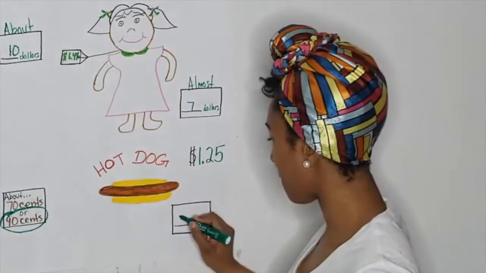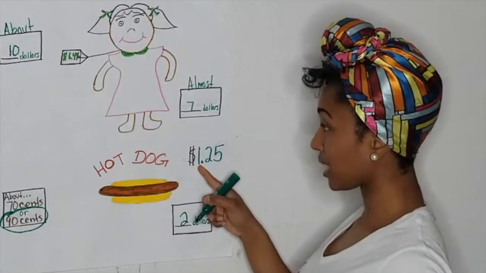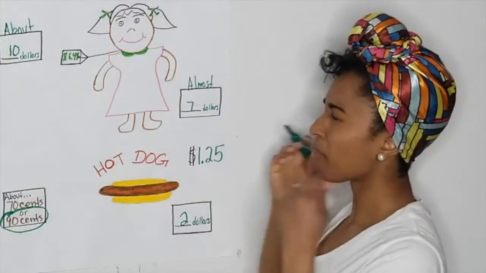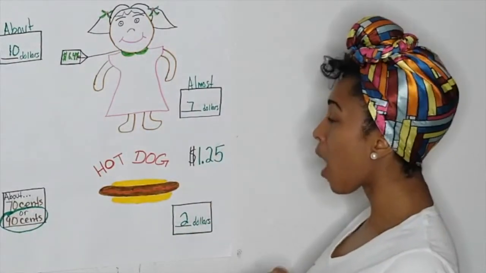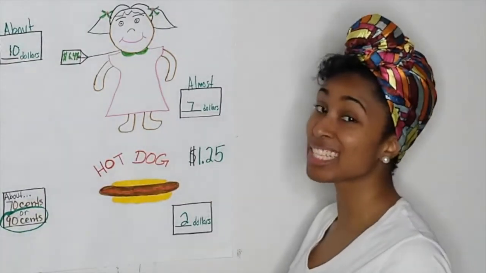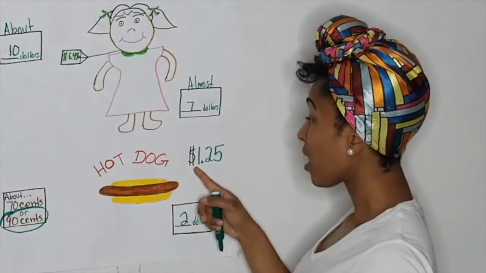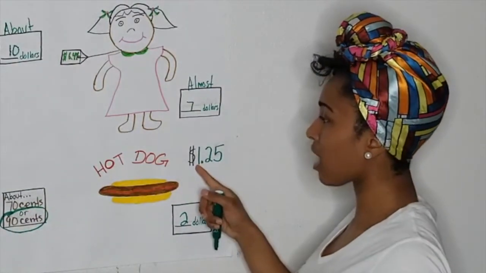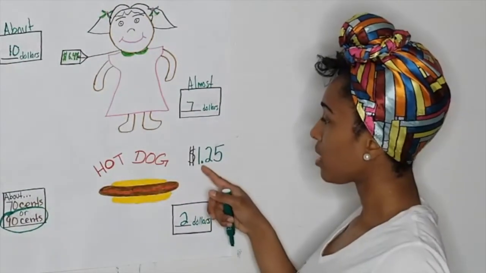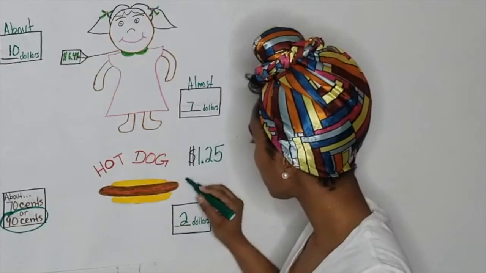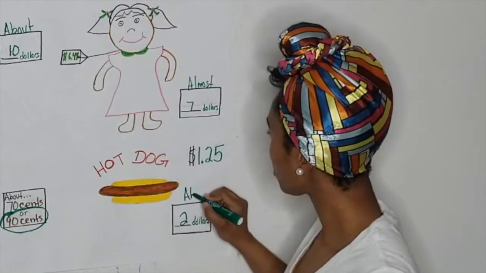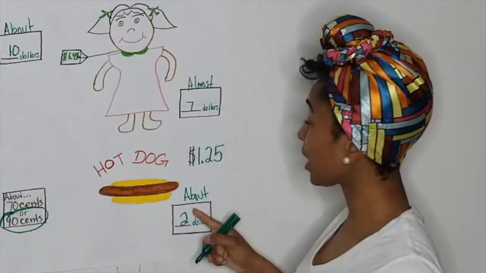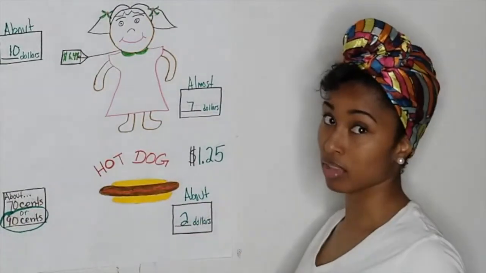Good. I would need about $2 because remember, when I estimate, I make a good guess about how many dollars I'm going to need to purchase this. So I know I have some cent, but I need to estimate. So I need to know how many dollars am I going to need to pay for all of it. About $2 or pretty close to $2.